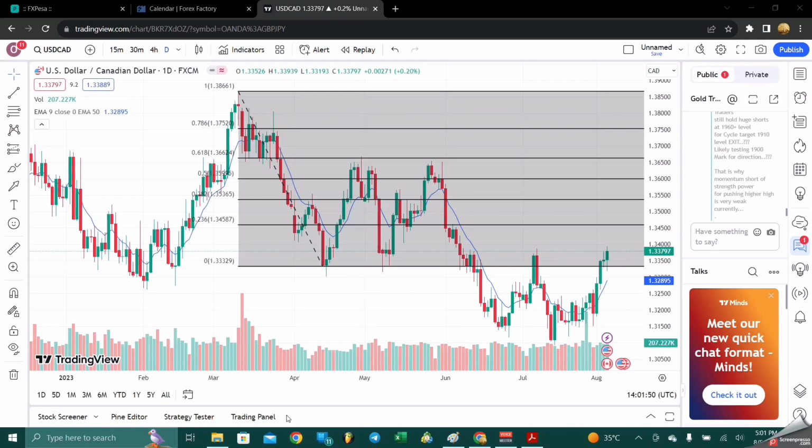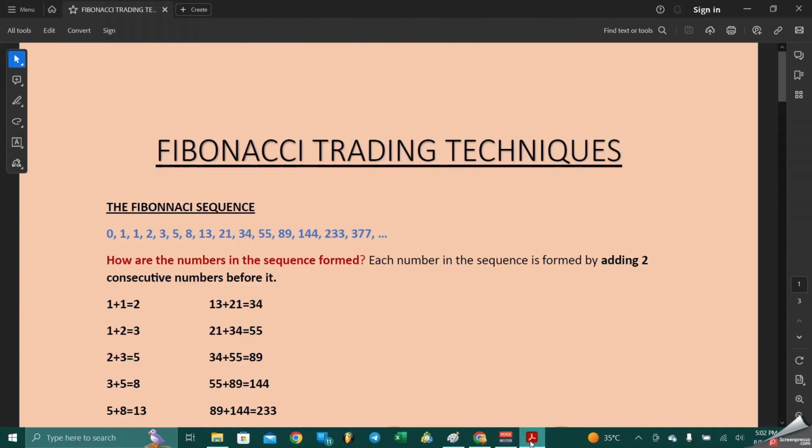Let's get into it. Fibonacci is a powerful tool that can forecast future price movements and gives potential entry and exit levels. So let's start by understanding the Fibonacci sequence. Right here, this is the sequence: 0, 1, 1, 2, 3, 5, 8, 13, 21, 34, 55, 89, 144, 233, 377, 610, and so on and so forth.